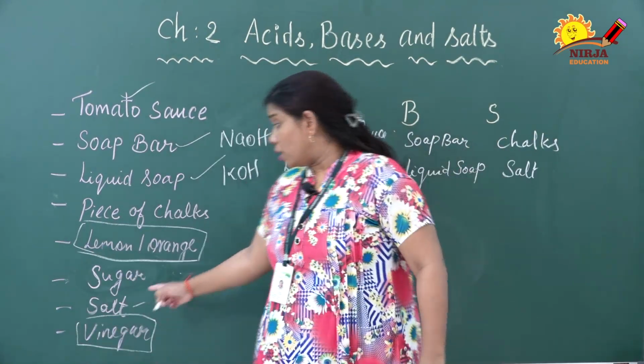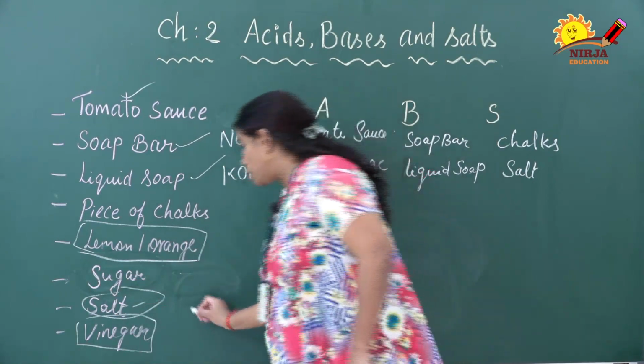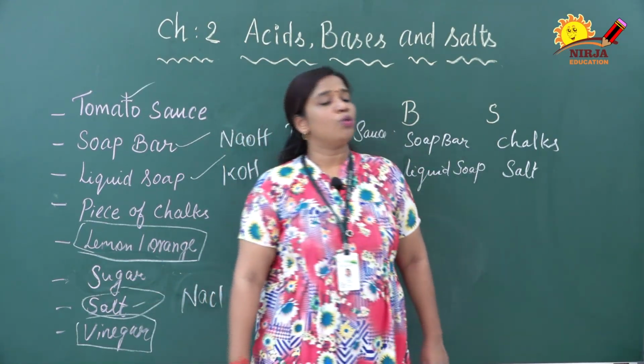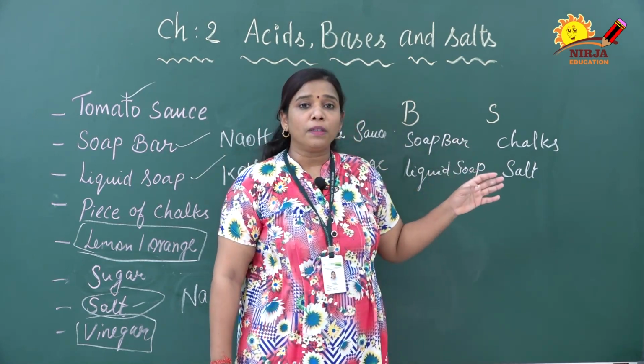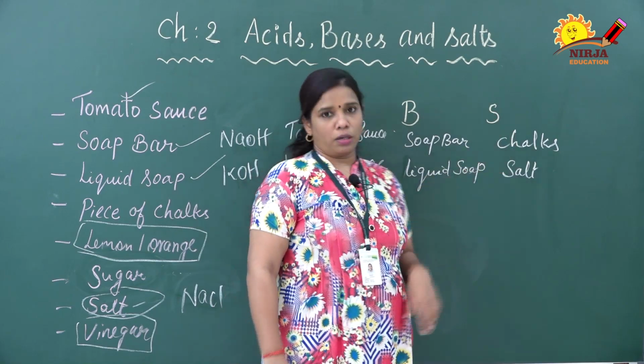The next one is salt. This is common salt, which is made up of sodium chloride, NaCl. This NaCl we also use for food purposes. So this also is kept under the category of salt.